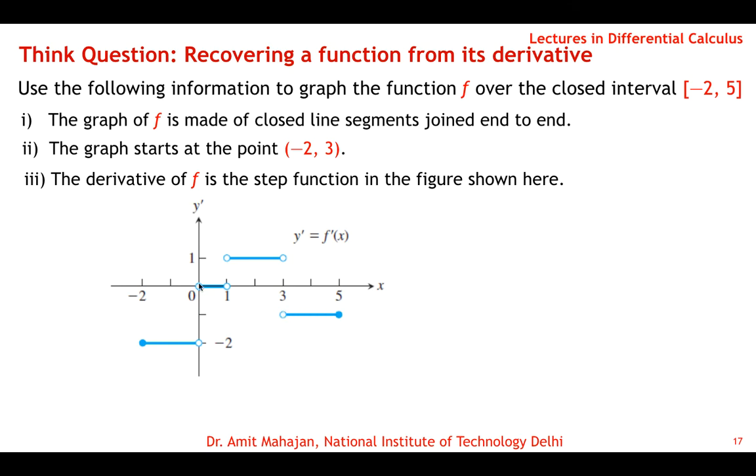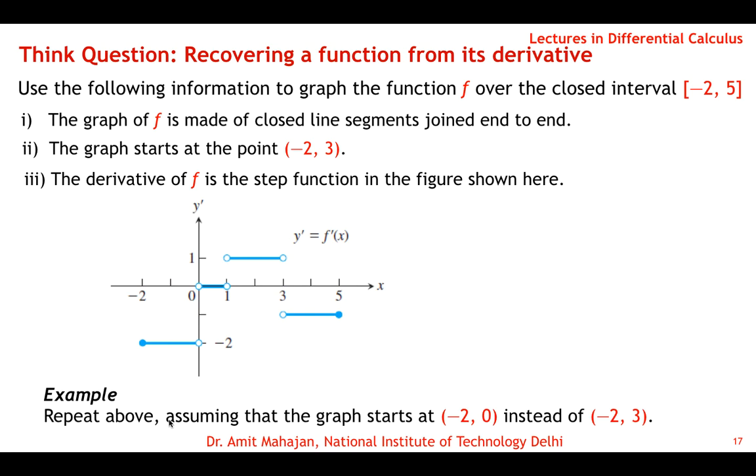On the xy plane you can start with the point (-2, 3). Then with slope -2 draw the line, and we have to join each line end to end. So wherever that line ends, from there you draw the line with slope 0, for 0 to 1. Then from the next endpoint you draw a line with slope 1, and so on. See what graph is generated.